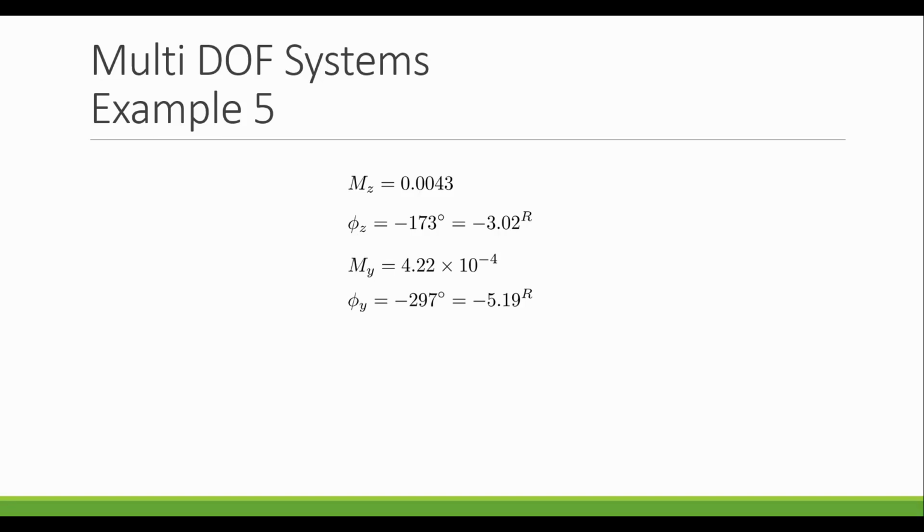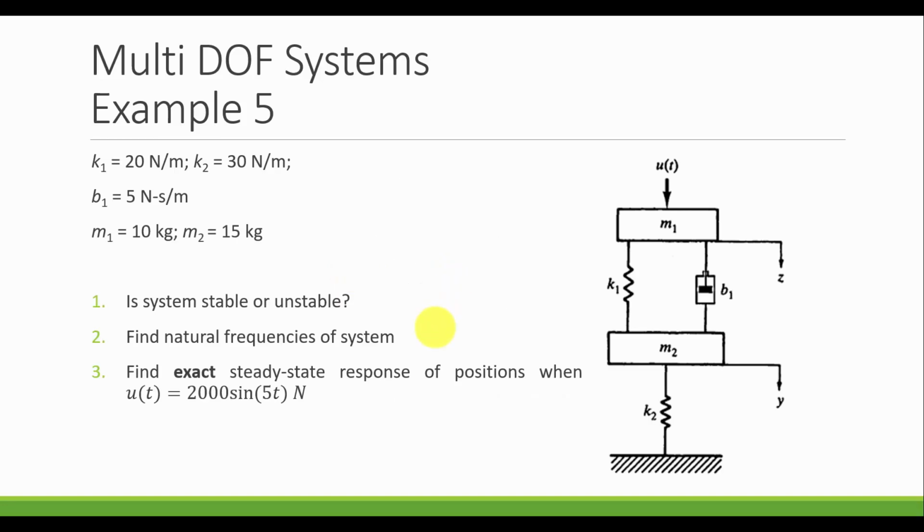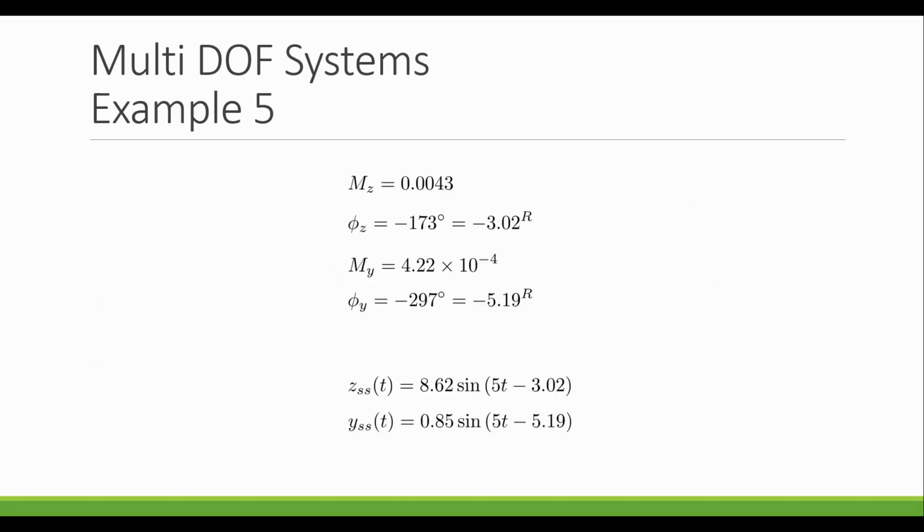At this point, we can find the steady state equation analytically based on the M and the phase. Remember that M, the magnitude, is the ratio of the output to the input. So when we multiply each of these M's by the input amplitude, which is 2000, we can get the output amplitude. So for the z, we have this 8.62 times sine of 5t, again that's the input frequency, minus 3.02, and for the y, 0.85 times sine of 5t minus 5.19.